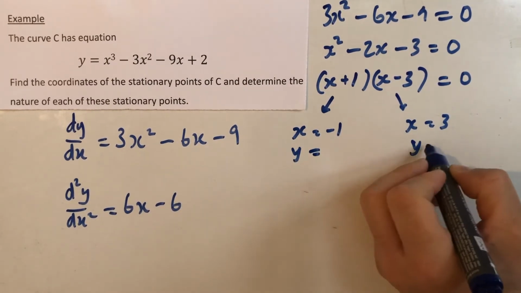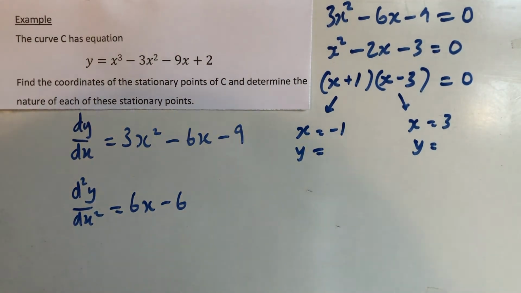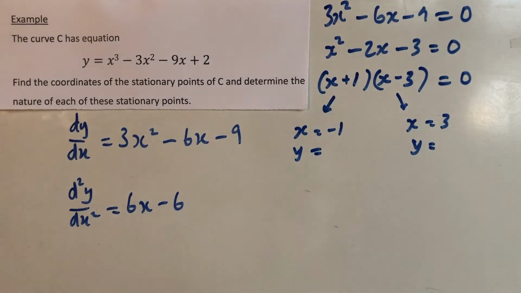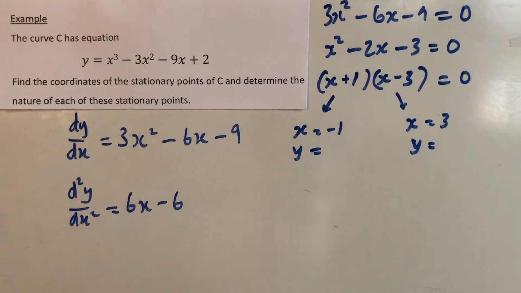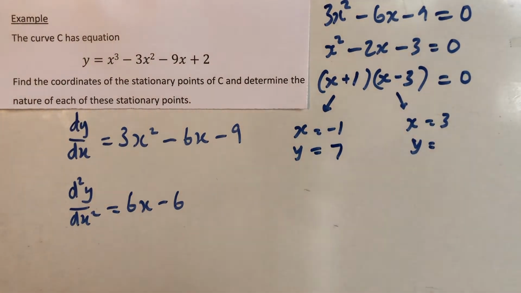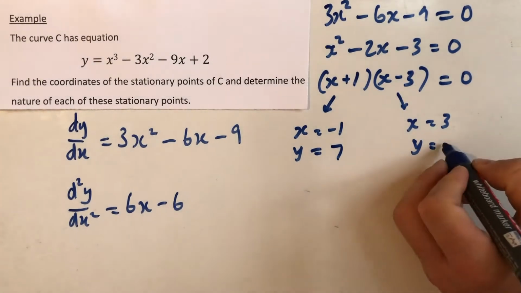Now at the same time we can work out the y coordinate, which is easier and quicker to do from the calculator. So if I put minus 1 into x cubed minus 3x squared minus 9x plus 2, out comes 7. If I do the same with 3, so I put 3 into the calculator, that comes out as minus 25.